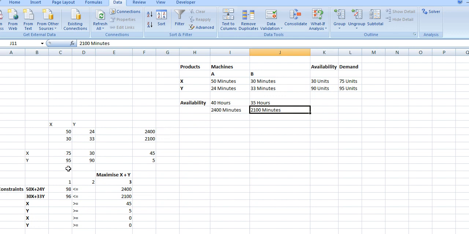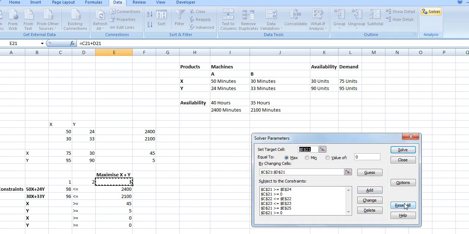So we have mentioned here the requirement and the constraints. So the X requirement should be greater than or equal to 45, which is the difference between demand and availability. Similarly, for Y, we need to produce at least 5 units of Y. So we have mentioned constraints here: 50X plus 24Y should be less than or equal to 2400, and another constraint is 30X plus 33Y should be less than or equal to 2100. Let's see how to solve using Solver.